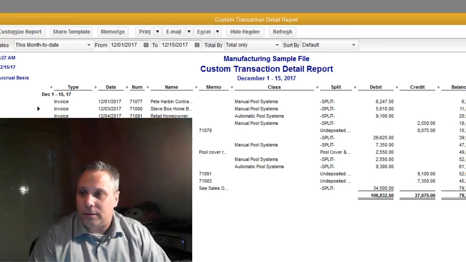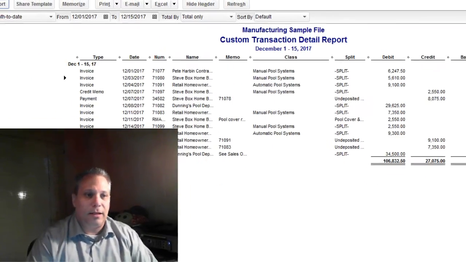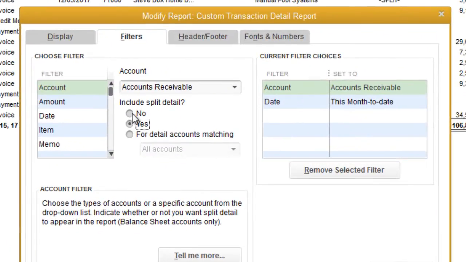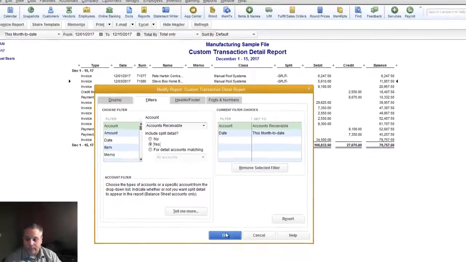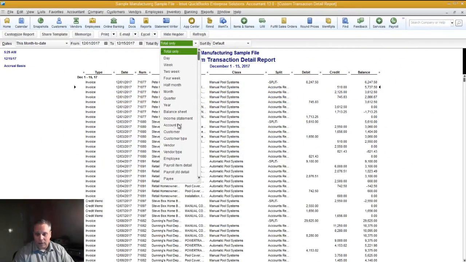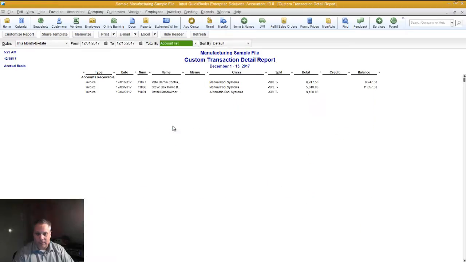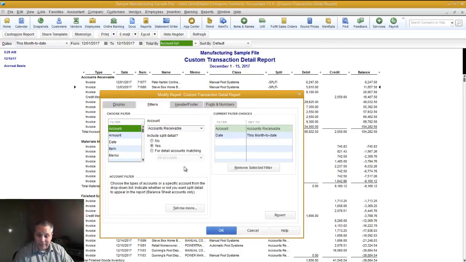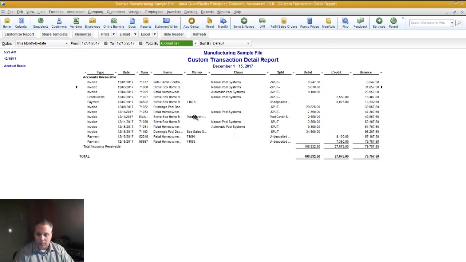So watch what happens when I include the split detail, and you'll notice that that option has now come alive. It's alive. If I just say yes, watch what happens. Oh, and let's total by account list so it's very clear. And just so you know that there are no tricks up my sleeve, let's go back. No split detail, totaled by account list. It's still just accounts receivable.